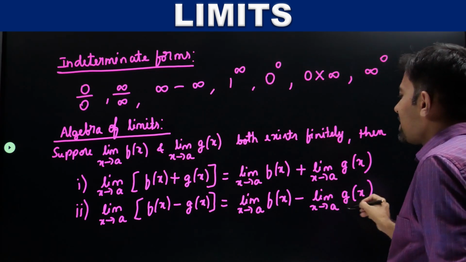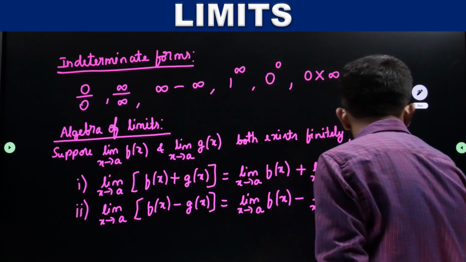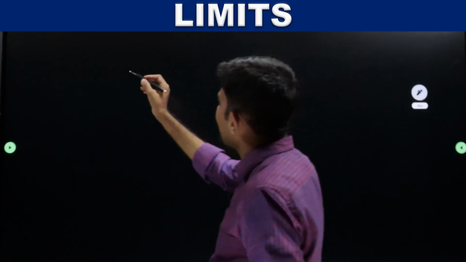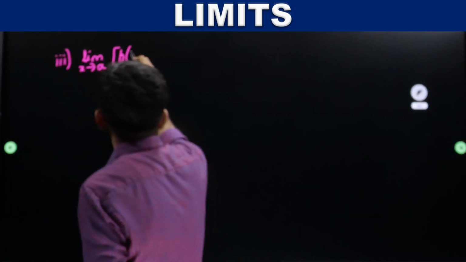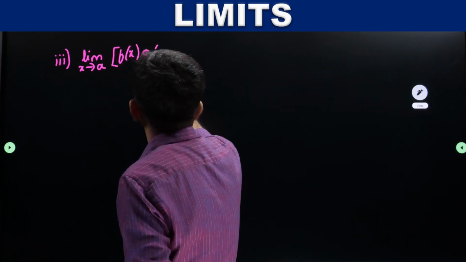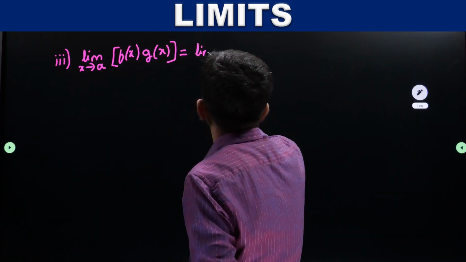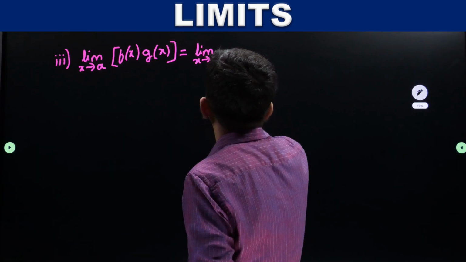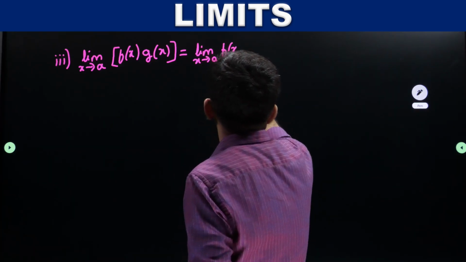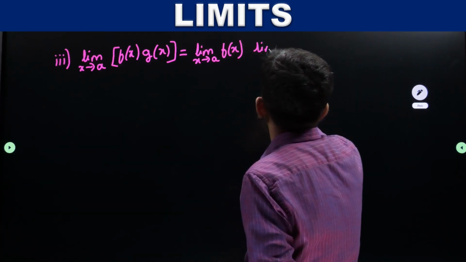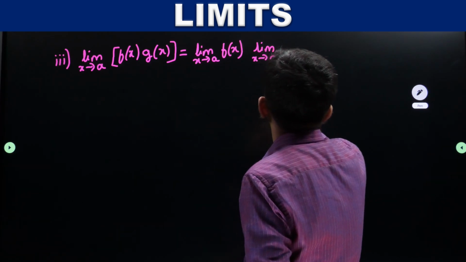Limit of the product is product of the limits. I'll write in the next page. Limit x tends to a f of x into g of x is equal to limit x tends to a f of x into limit x tends to a g of x. Limit of the product is the product of the limits.